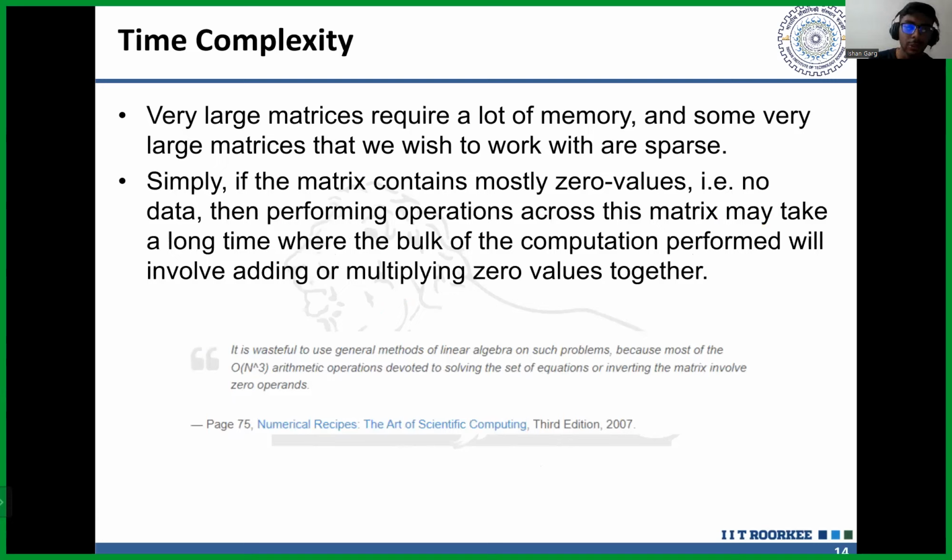It is wasteful to use general methods of linear algebra on such problems, because most of the arithmetic operations take O(n cube) for solving a set of equations. We all know that Gauss elimination takes O(n cube) for solving a linear system. So is it really worthwhile to use such operations on sparse matrices which contain mostly zero values? Or should we use a different representation? We will have a look at that.